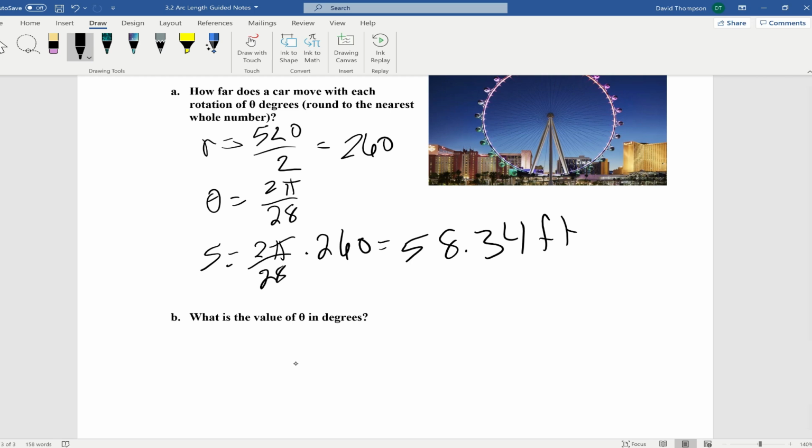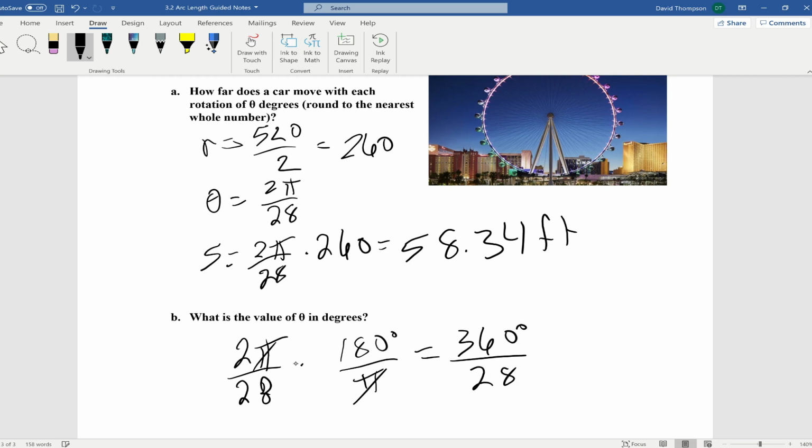So that's just conversion between degrees and radians. So that'd be 2 pi over 28 times 180 degrees over pi. My pi is canceled. 2 times 180 would be 360 divided by 28. And 360 divided by 28 is approximately 12.86 degrees. And we're done with the High Roller question.